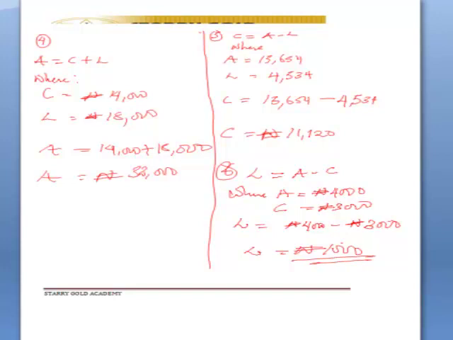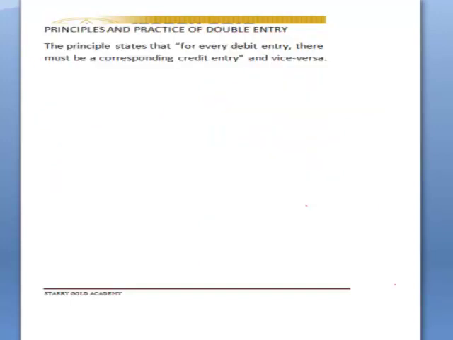So that is the question on the accounting equation, and we'll be taking subsequent more questions in our question and answer. Having concluded the questions on the accounting equation, it is necessary that we look at the golden principles, that is the principle and practice of double entry. That has been the basis of accounting.